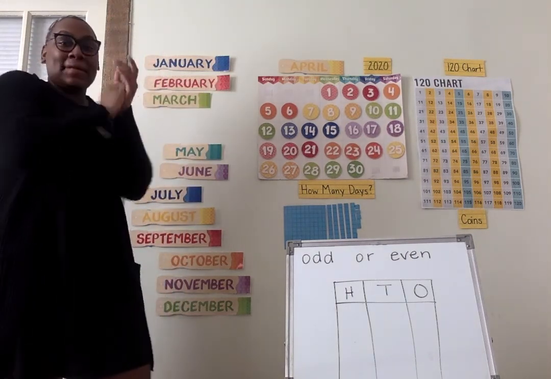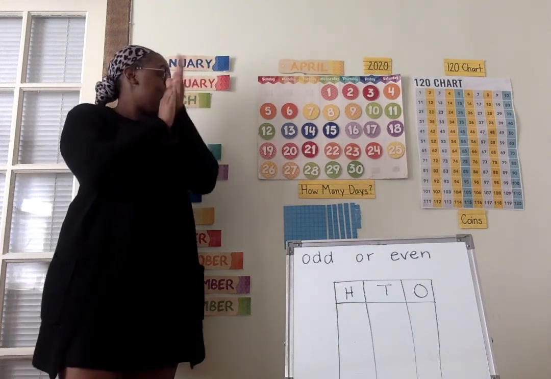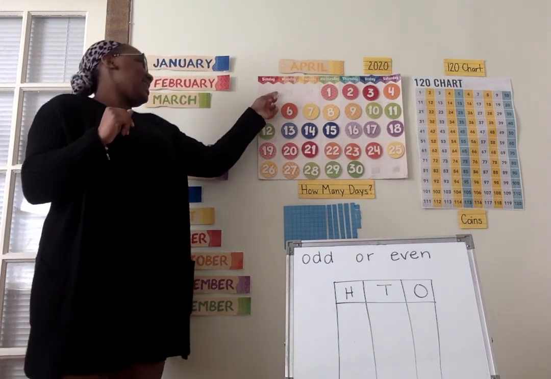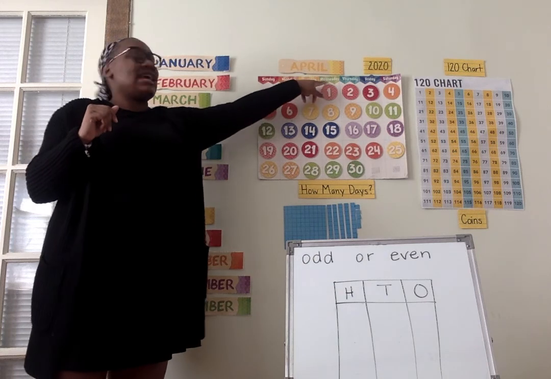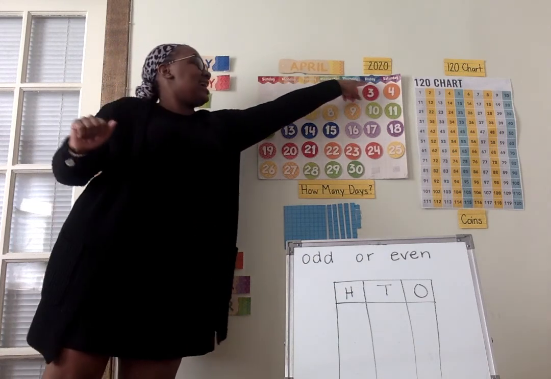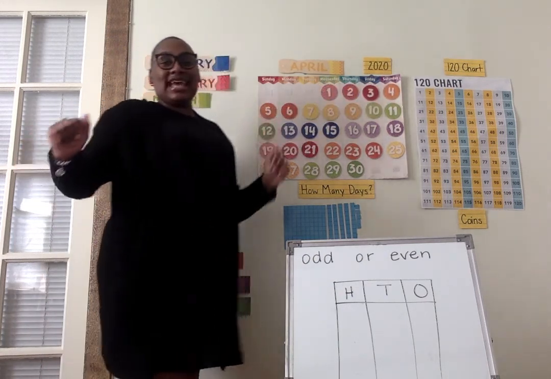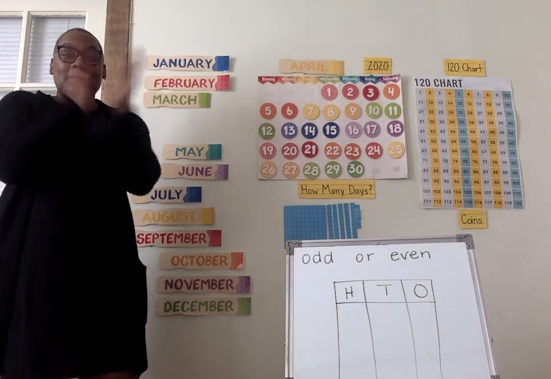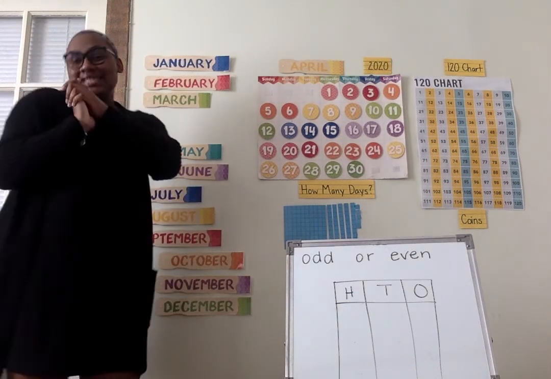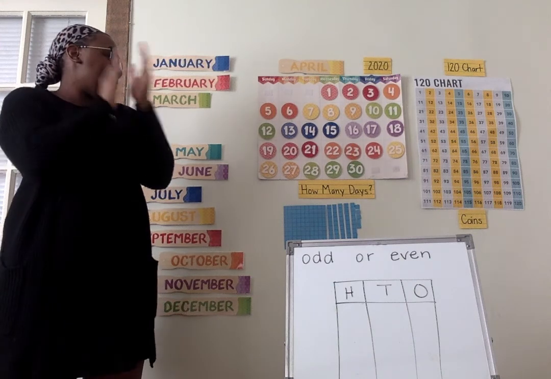Days of the week. There's Sunday and there's Monday. There's Tuesday and there's Wednesday. There's Thursday and there's Friday. And then there's Saturday. Days of the week.